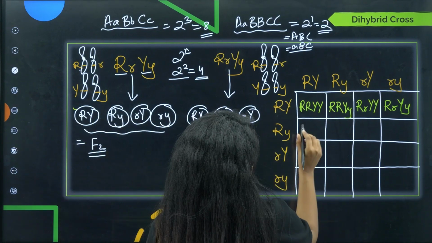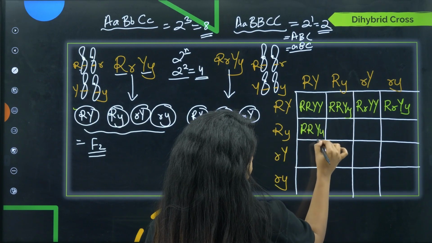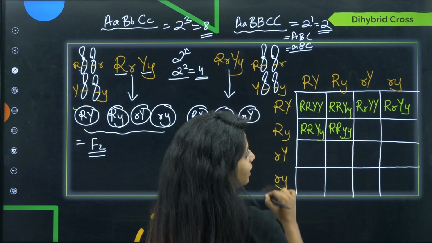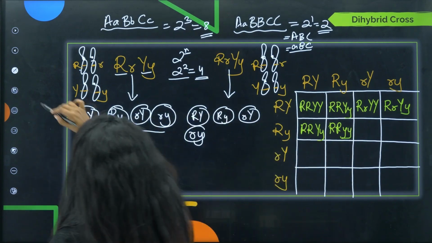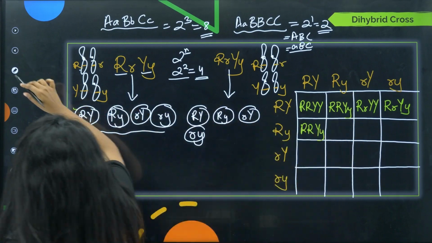Going ahead, again capital R, capital Y, small y; capital R, small y. Okay, we got round and green. Okay, one round and green. I'll change the color. Wait, this is an exception, so we have to change the color.